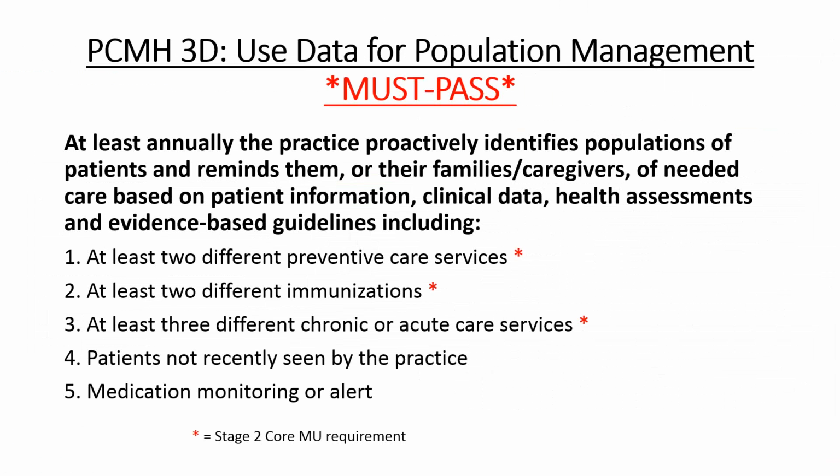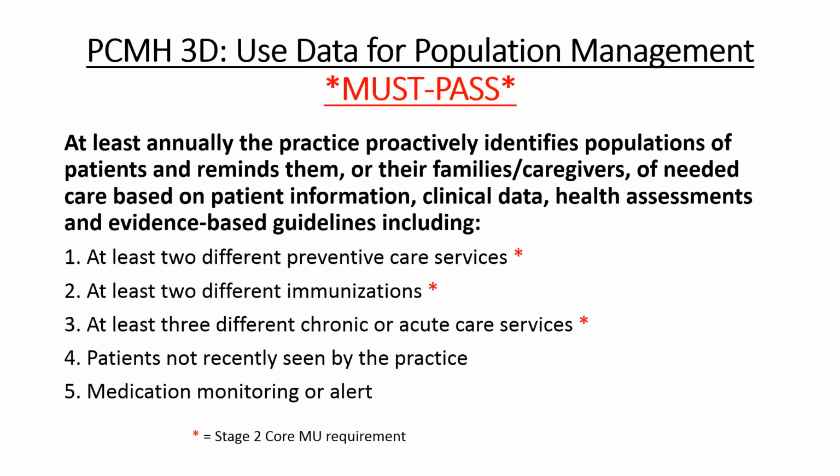Factor 3, at least 3 different chronic or acute care services. And to keep in mind that this can be 3 different services from the same condition. So it's not saying that you have to look at 3 different conditions and a service for each. It could be 3 from the same condition.